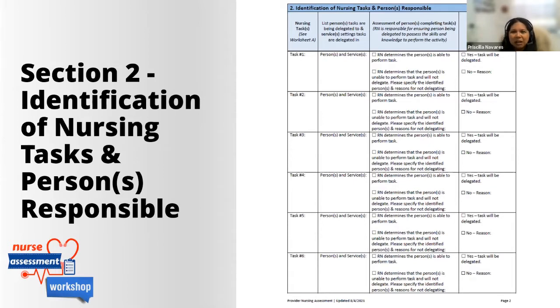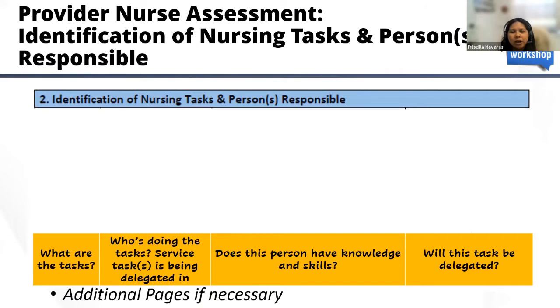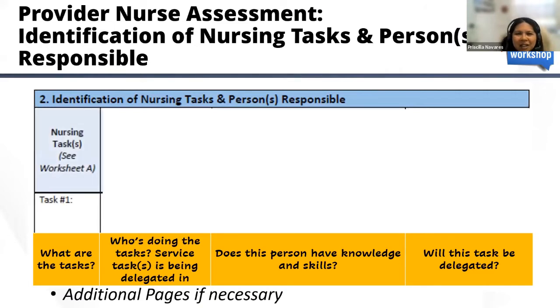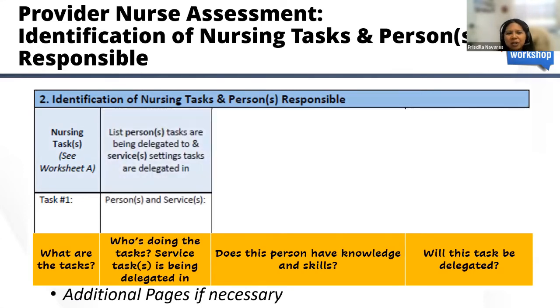So it seems like a lot of boxes in there, but when you really break down this part, it comes down to simple questions. The first part of that is nursing tasks. What are the tasks? For each one, you do want to identify each specific task. So if they have medication administration and G-tube feedings, these are specific tasks that are going to be identified in each of those.